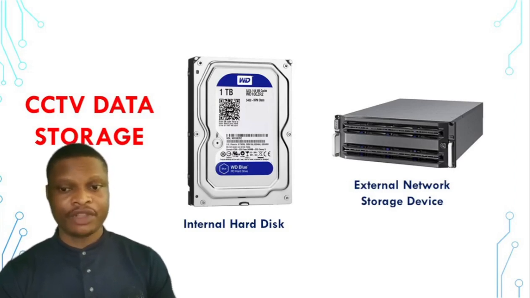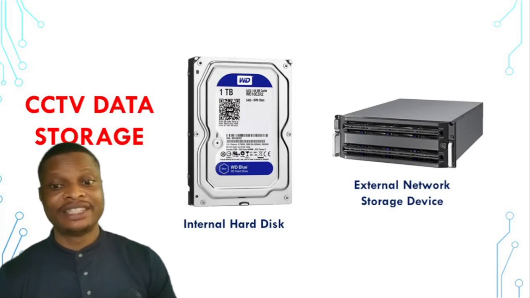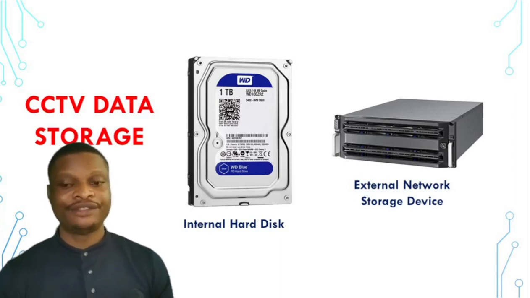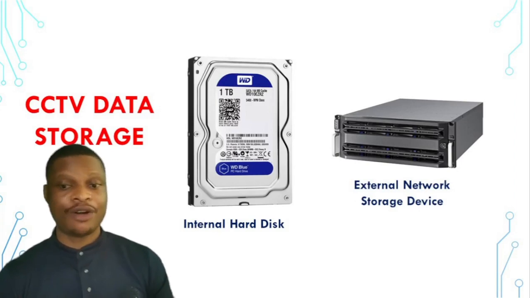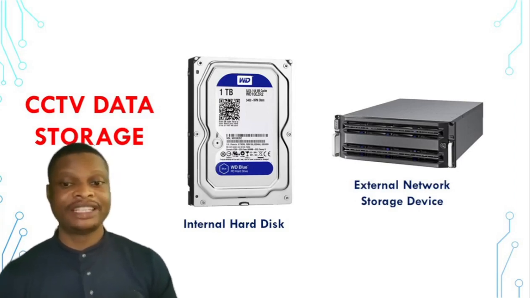As you can see, this is the internal hard drive that is present inside the DVR and some NVR. Then we have an external network storage device, which is connected to the network, either on site or off site. It could be anywhere in as much as it's on the same network. Then if it's not on the same network, you create a cloud path from your NVR down to your storage device, which could be anywhere in the world.